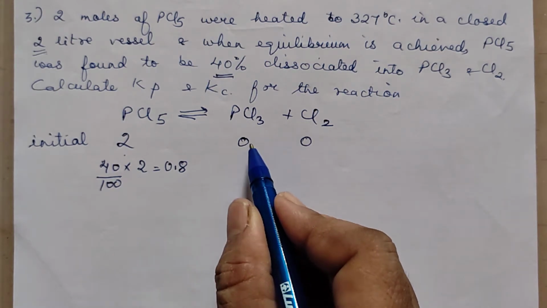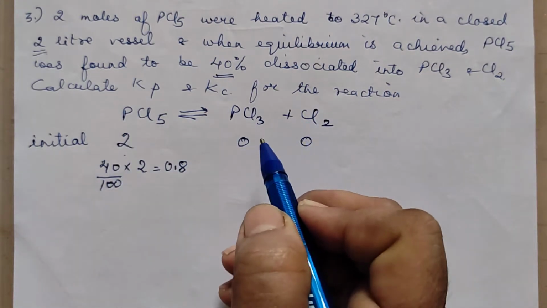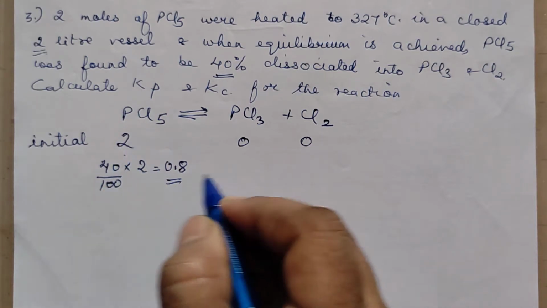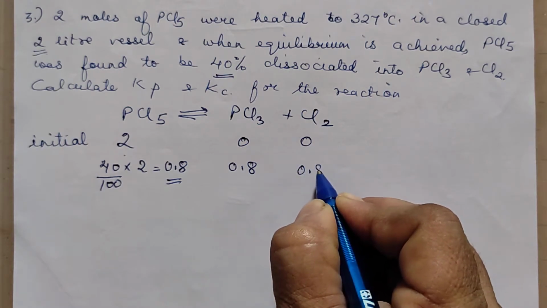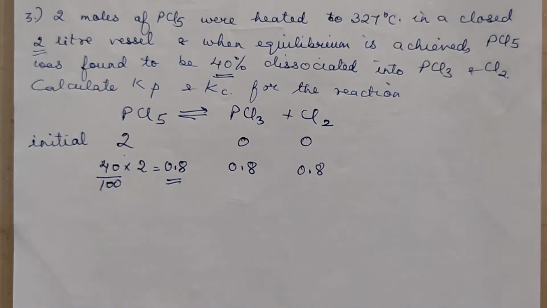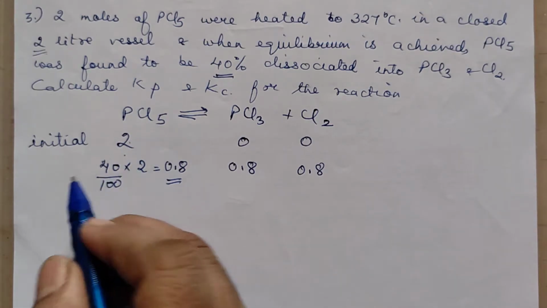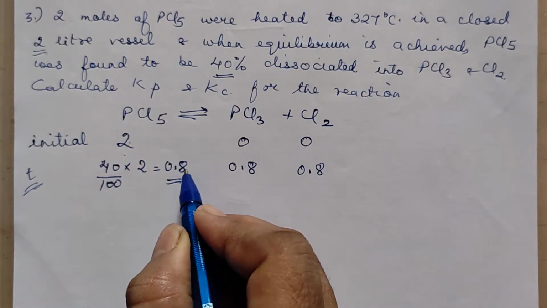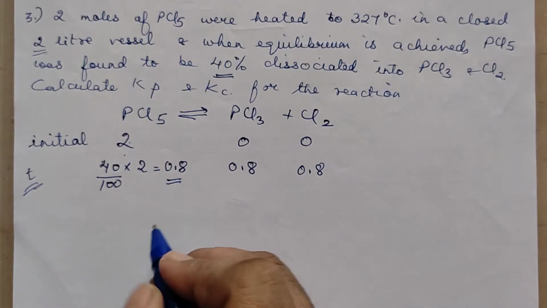So how much of PCl3 and Cl2 will be formed? The coefficient was 1, 1 throughout. So if 0.8 has reacted, 0.8 will be formed and 0.8 of Cl2 also will be formed. This initially was 2 mole. After some time t, this much has reacted of PCl5, this much 0.8 is formed.